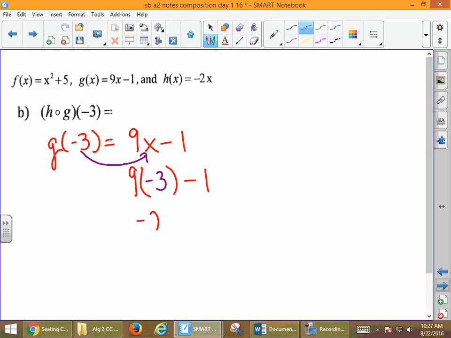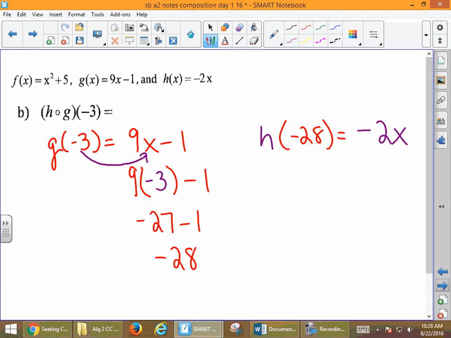And 9 times -3 is -27 minus 1, which is -28. We put -3 into the function, we get out -28. Now we're going to take that value of -28 and put it back into our h function. And our h function is -2x. We are going to replace the x value with this value of -28. So it's -2 times -28. And that will give us our final output of 56.